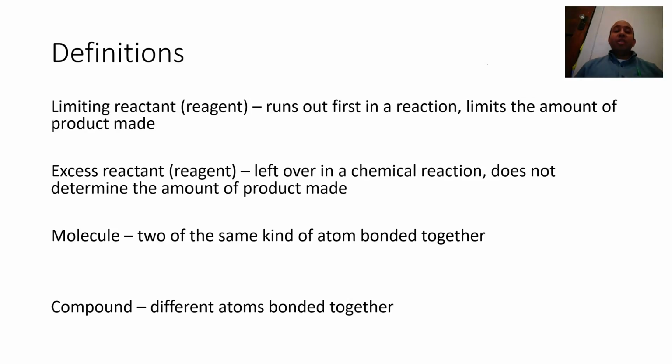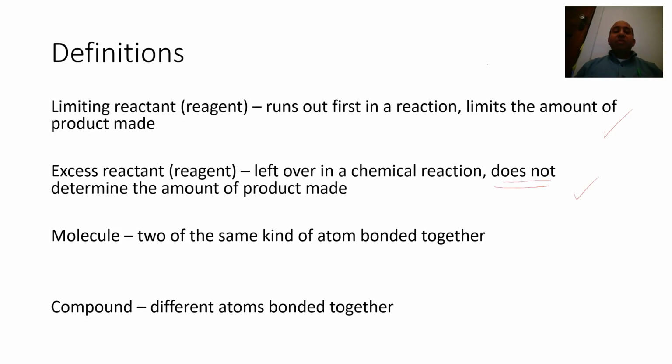One of them is, what is a limiting reactant? As you know from the activity that we've been doing in class, it is the item on the left side of the reaction that runs out first, and it limits the amount of product that's being made. The excess reactant, on the other hand, is the one that's left over in a chemical reaction. It does not determine the amount of product.